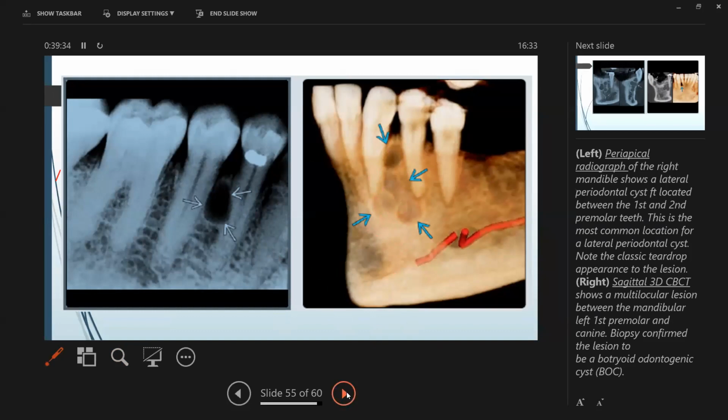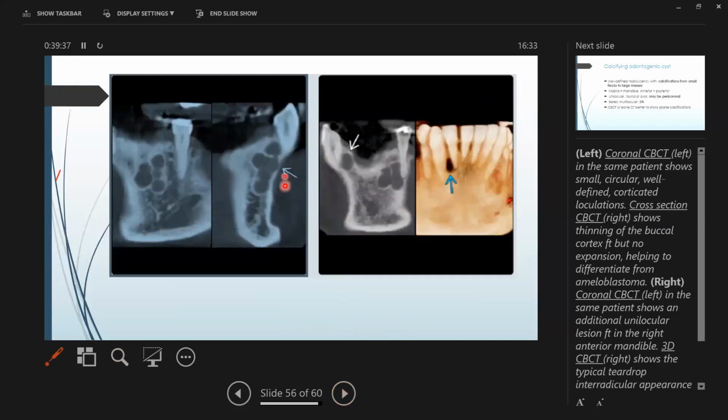A variant of the lateral periodontal cyst is the botryoid odontogenic cyst, where you have multilocularity of the lesion. You can see here how the scalloping is, and how the lesion runs from this edge to the other edge and in between the teeth as well. This is more characteristic of a botryoid odontogenic cyst, which is nothing but a variant of the lateral periodontal cyst. This is the coronal CBCT, which shows the loculations.